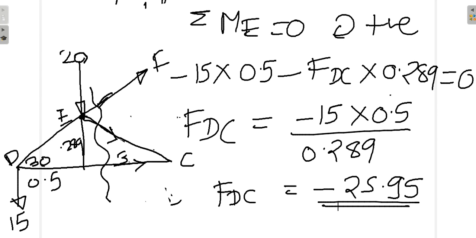Now please tell me, how will you obtain the force EF? About which point should you take the moment so that you will be able to get force EF? Of course the answer is point C. If you take moments about point C, the moment arm of DC will go, the moment arm of EC will go, and the only thing left will be EF. So we will be able to take the moment of EF about point C plus this 15, and we should get the answer. Let us do that.